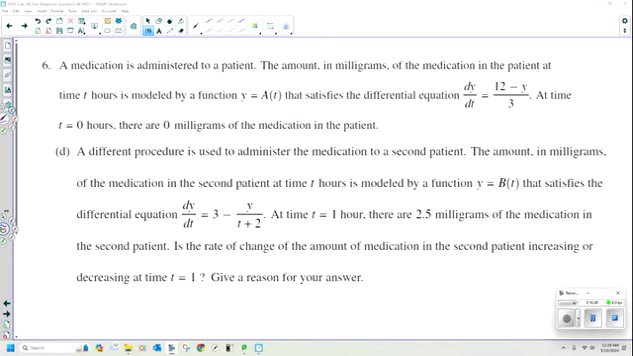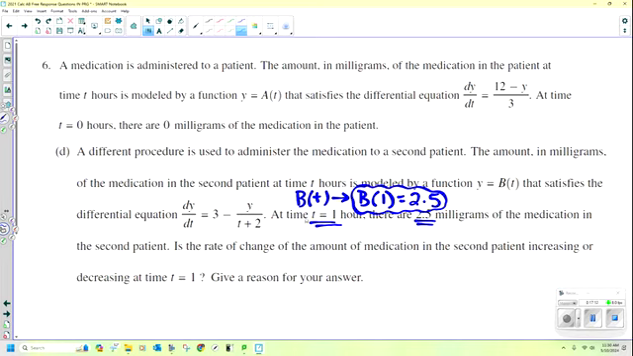Okay, so the first thing that stuck out to me was the following. Maybe it's important, maybe it's not. At time 1, there are 2.5 milligrams. This is for B of t. That means B of 1 is 2.5. So let's just stick that in our back pocket. That is probably going to come in handy. We don't have to worry about A of t. This is strictly talking about the second patient, which is B of t.